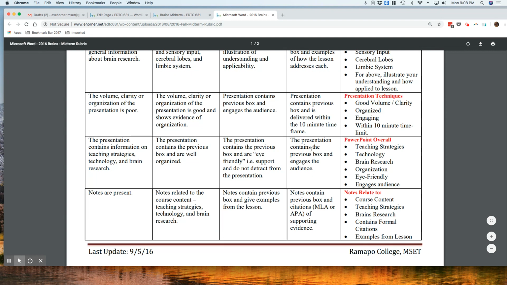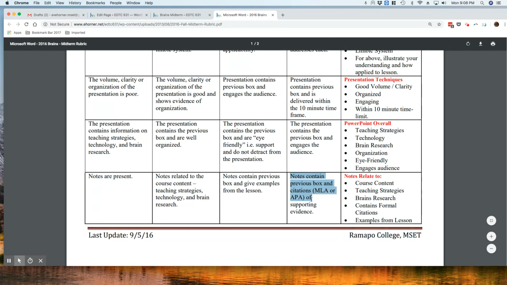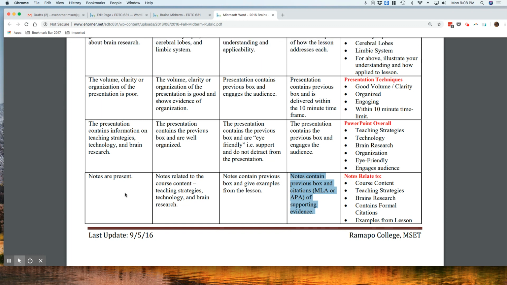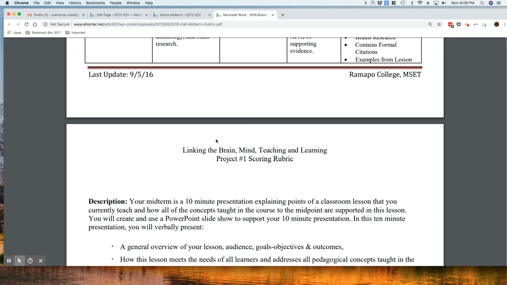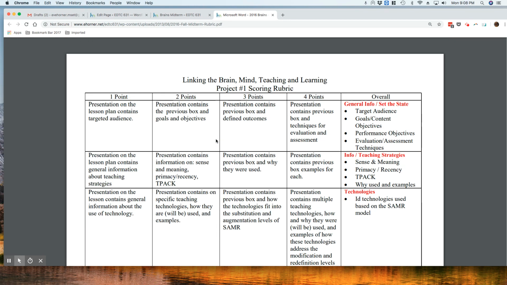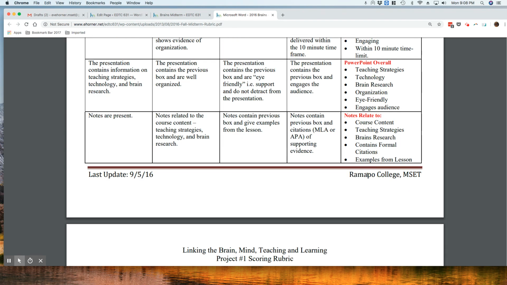Now, some of these other pieces are also important. For example, you do have to submit, in addition to your presentation of either Google Slide or Prezi, a written portion of your midterm. So that is your rubric. And again, the objective here is to get everything in this far right column done within that 10-minute presentation.